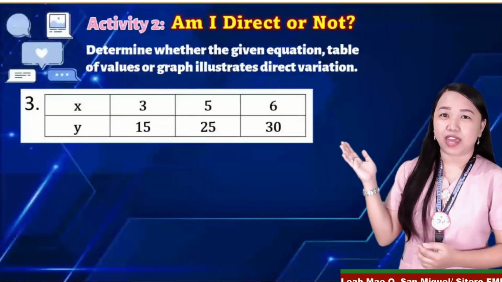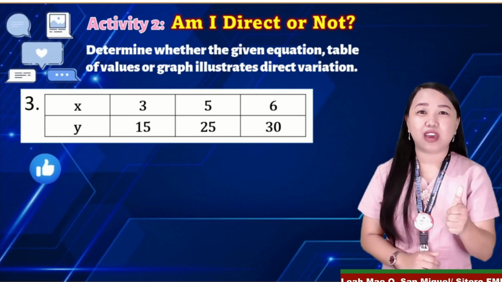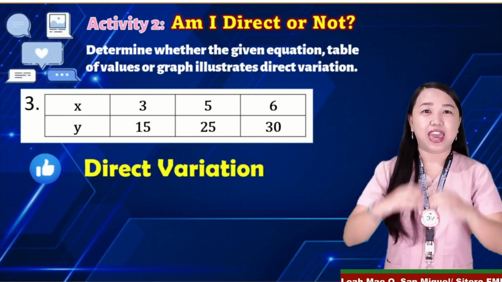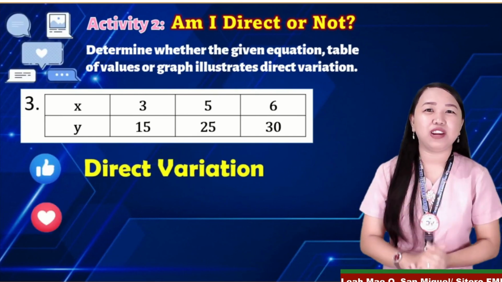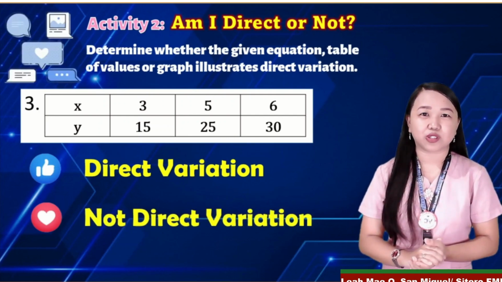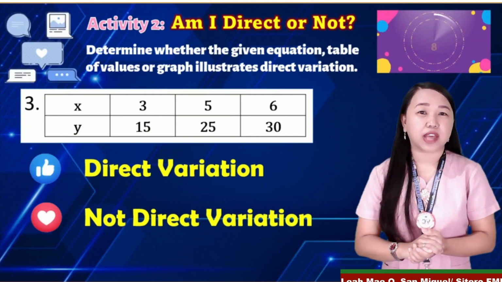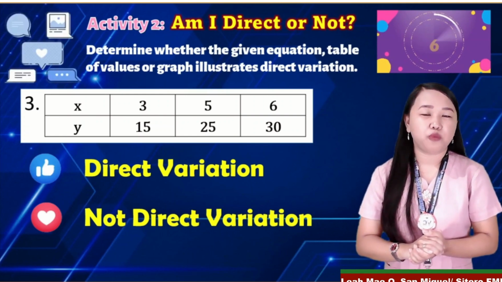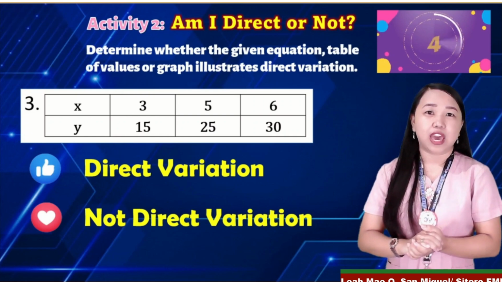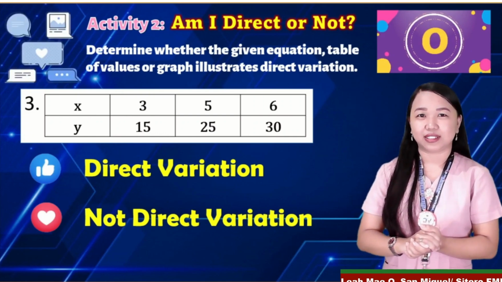Here is the given in number 3. Comment like emoji if it is direct variation and heart emoji if it is not. You have 10 seconds to key in your answer. Go! Check if as the value of x increases, the value of y also increases. And when you divide y by x, the answer is constant.